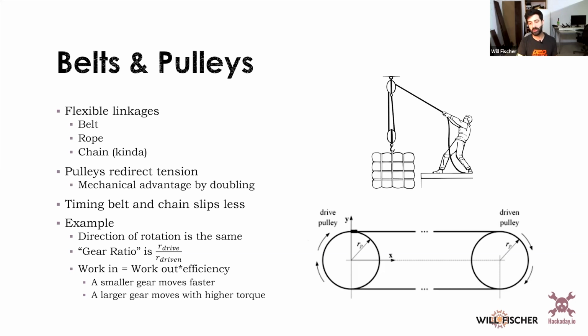Okay, let's talk about belts and pulleys. We're going to do this in, I think, one slide. Flexible linkages covers a lot of different things. It can be belt, it can be rope, it can be steel braided cable, and it can be chain, kind of. So chain usually has one degree of freedom in which it's really flexible and a degree of freedom that it's not. It's not particularly flexible in the other, but it's not strong enough that you could really rely on it to move in that direction. I guess you could also think of a tank tread as a flexible linkage.